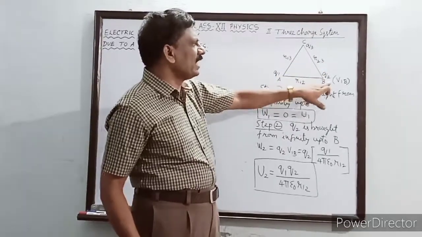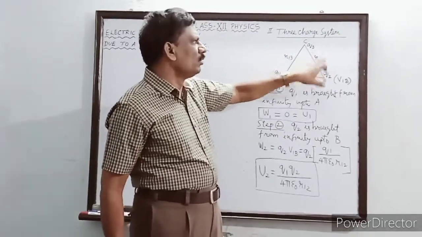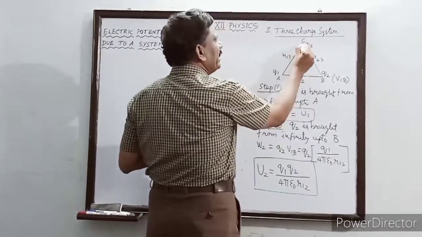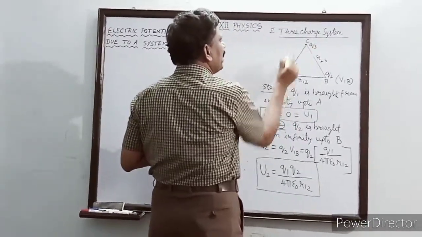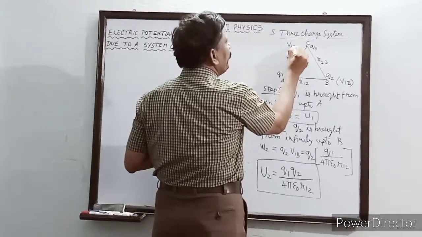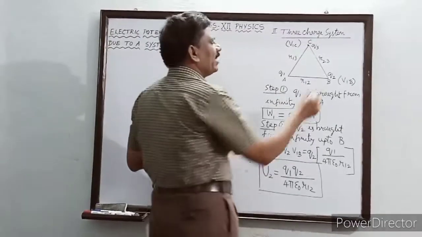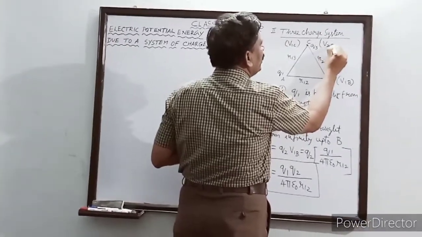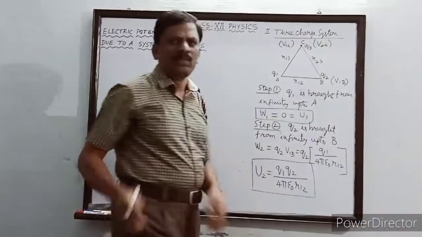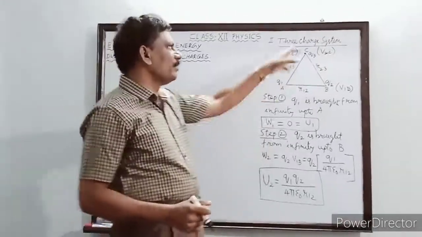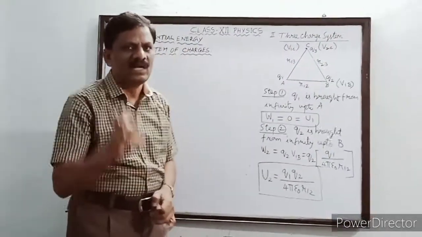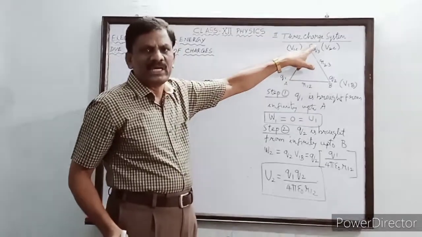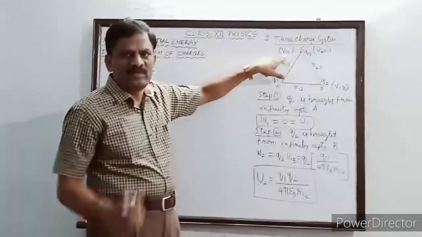It is at a distance R23 from Q2. Now there will be potential here. The potential due to the charge Q1 is V1C, and there will be potential due to the charge Q2, so there is another potential V2C. So there are two potentials present at the point C. One is due to the presence of Q1, there will be an electric potential at point C, that is denoted by V1C.